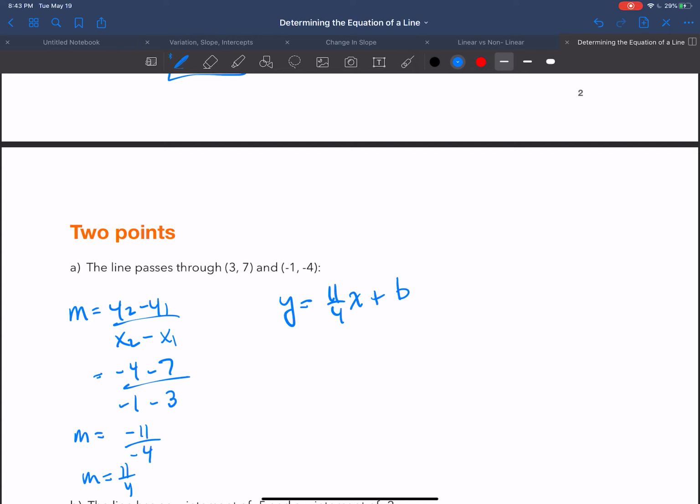I have 2 points. This is an x and a y. That's an x and a y. So I can plug in either one. It doesn't matter which one. I'm going to plug in the 3 and the 7 just because they look nice and positive. And then I'll solve for b. It's a fraction, but don't be scared of it. I'm going to subtract 33 over 4.